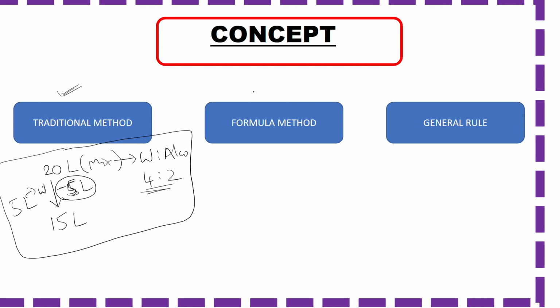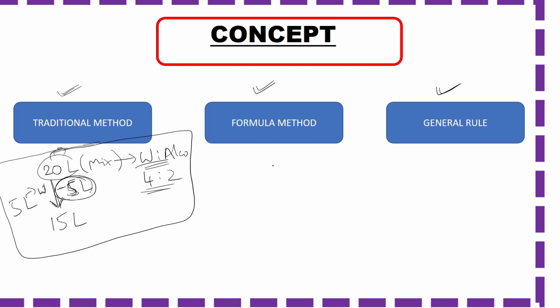But this formula method has some limitations, right? And we also look into general method. We will solve problems, but until then, just remember this. Whenever you have a mixture and whenever you are removing some quantity of that mixture, the quantity that you are removing will be in the same ratio of the mixture's ratio, right? This ratio. Okay, please remember this.